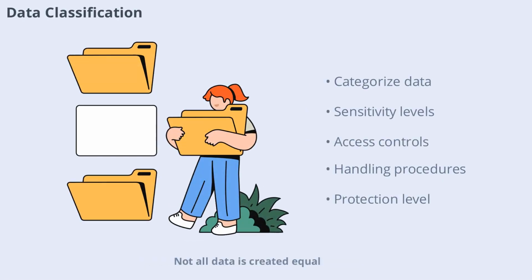Not all data is created equal. Data classification involves categorizing information based on its sensitivity and value. Common categories include public, internal, confidential, and highly confidential. Proper classification helps determine the level of protection required and guides access controls and handling procedures.